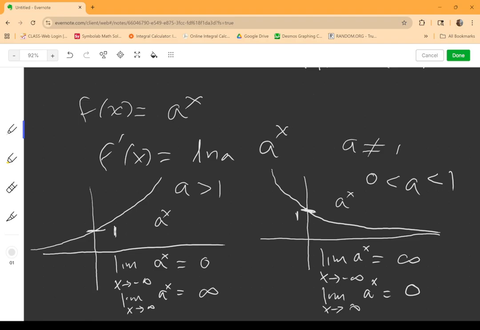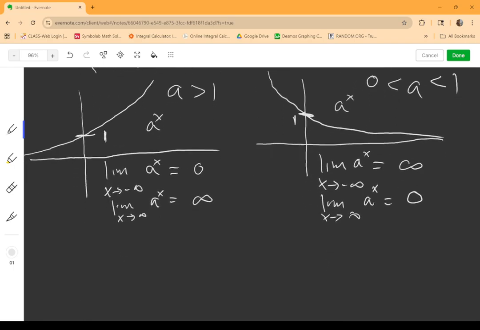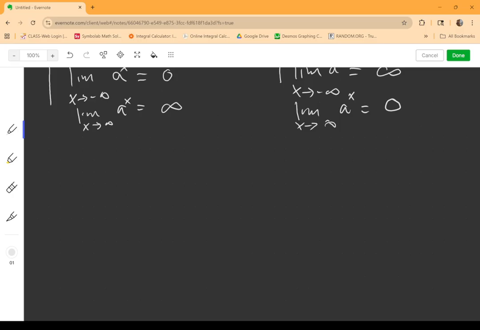And then depending on what a is, the steeper or the wider the increase or decrease is. All right, so those are just our graphs of our basic exponentials. All right, so now, if we know the derivative of a general exponential here, then we can deduce the antiderivative formula.